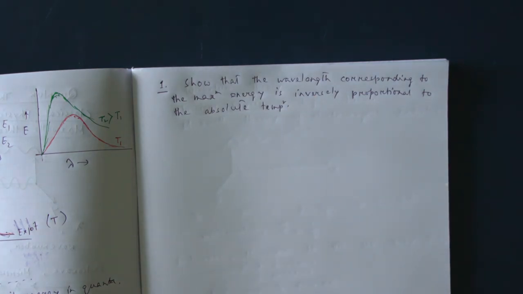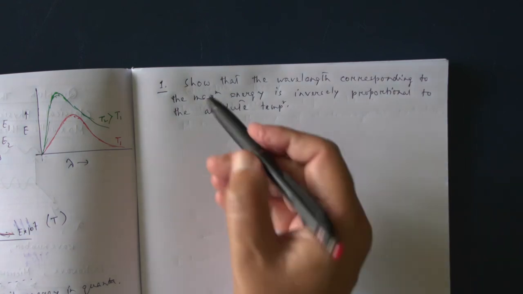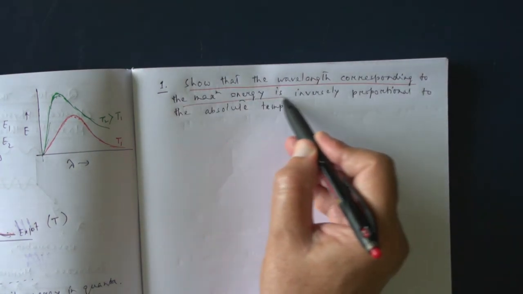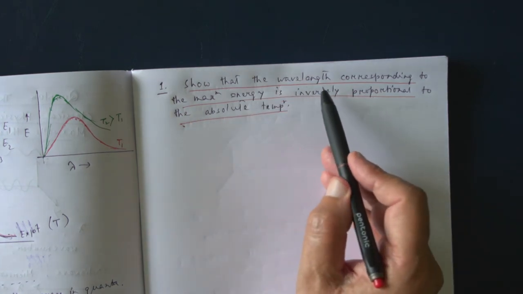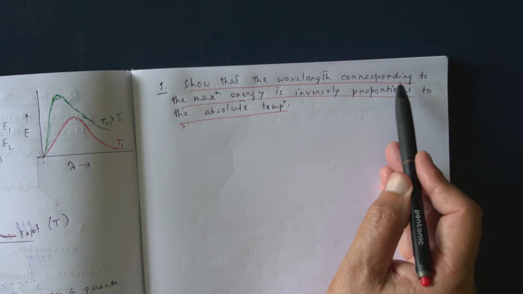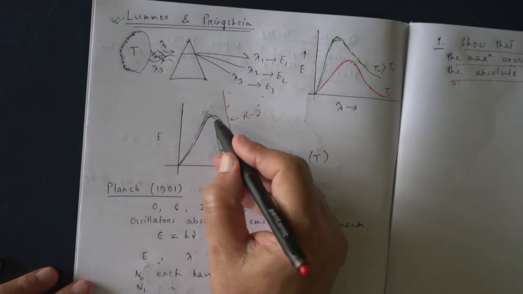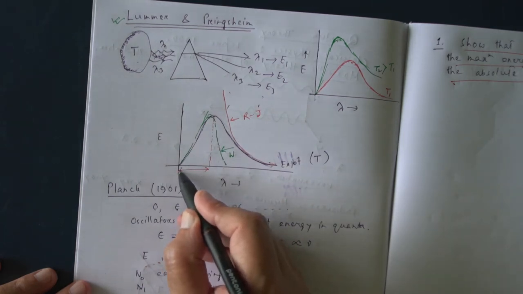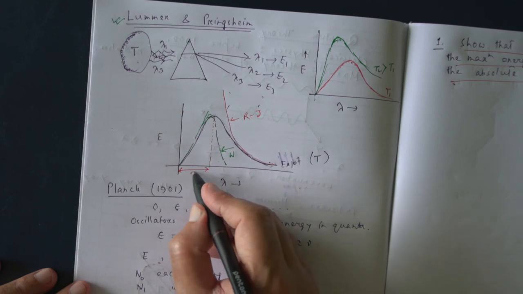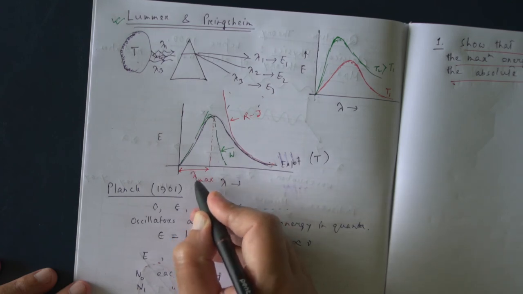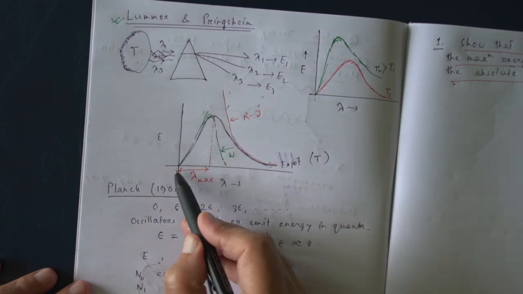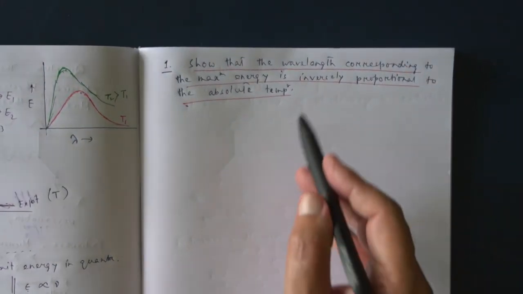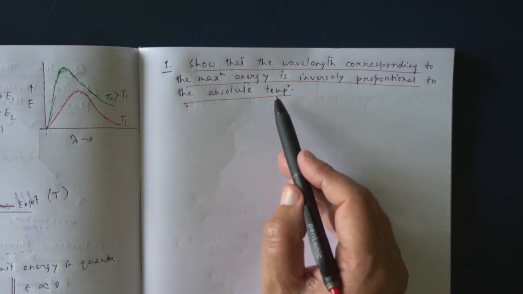Okay, this is the problem and we are to solve it. So what we see here, the wavelength corresponding to the maximum energy. So you see the graph here. This is the maximum energy. So the wavelength corresponding to the maximum energy, that we may call lambda max. Maximum energy wavelength. So this is called the lambda max. We have to prove that lambda max is inversely proportional to absolute temperature.